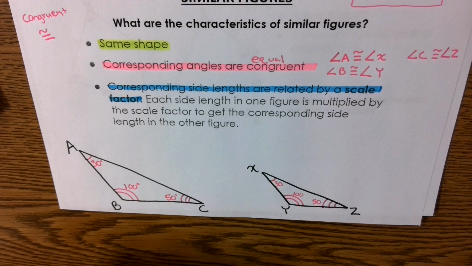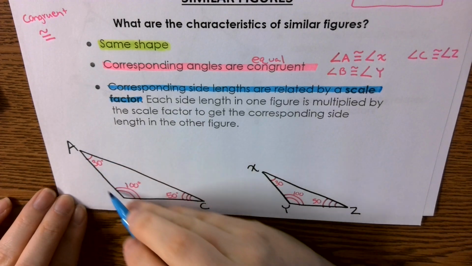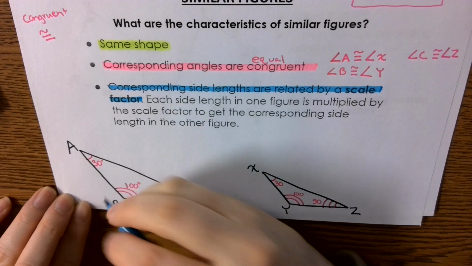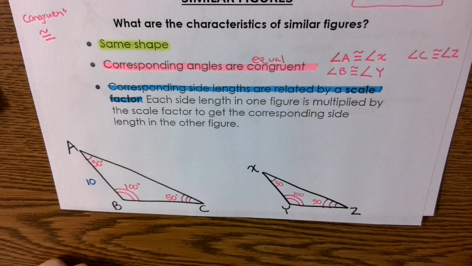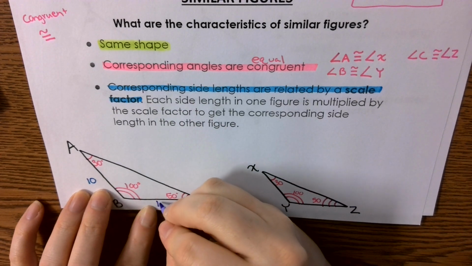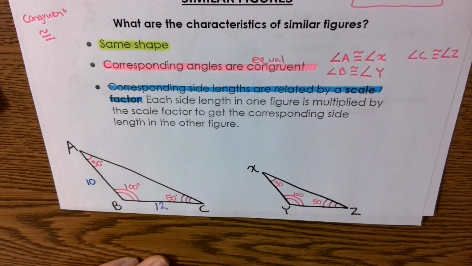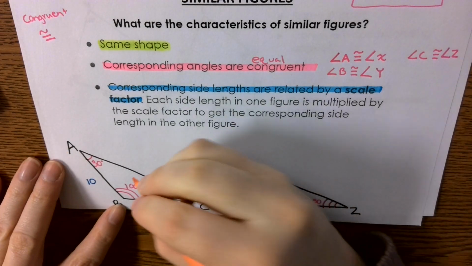All right, then we're talking about the corresponding side lengths, having that scale factor. So let's go ahead and say that line segment AB, that means in between angles A and B, it's that line segment. We're going to say that that is going to be equal to 10. I will say that line segment BC is going to be equal to 12. And that line segment AC is going to be equal to 30.